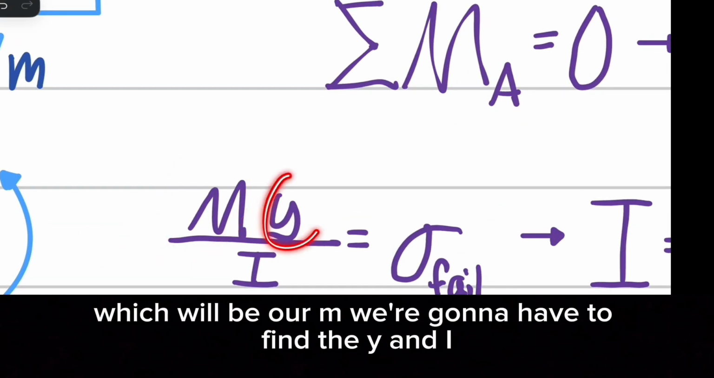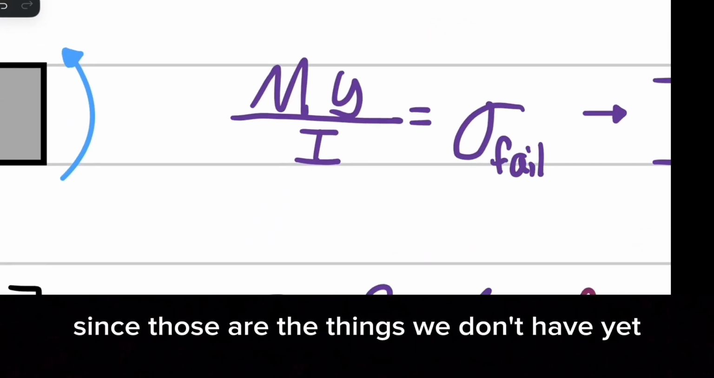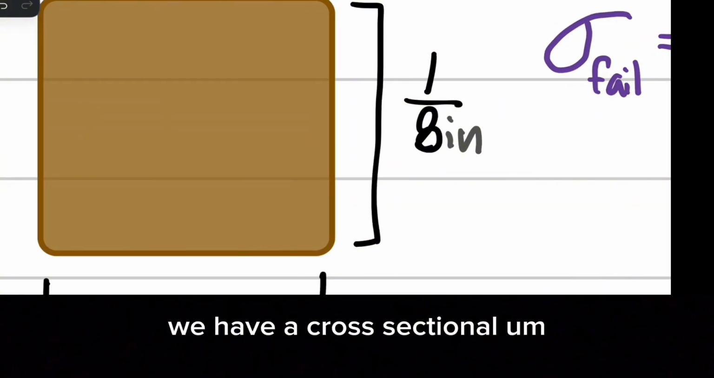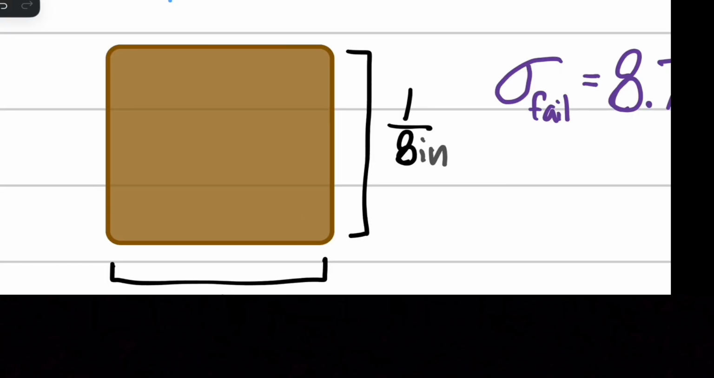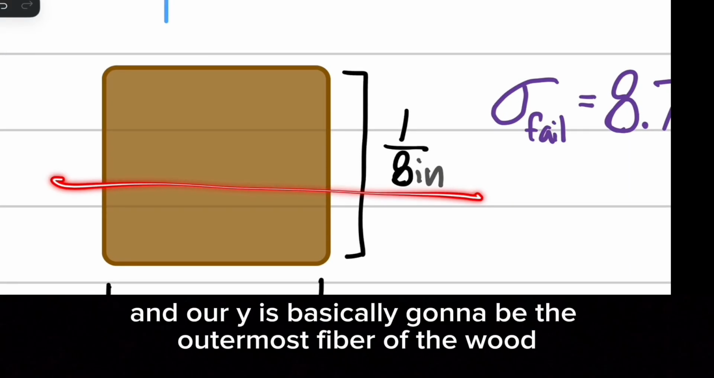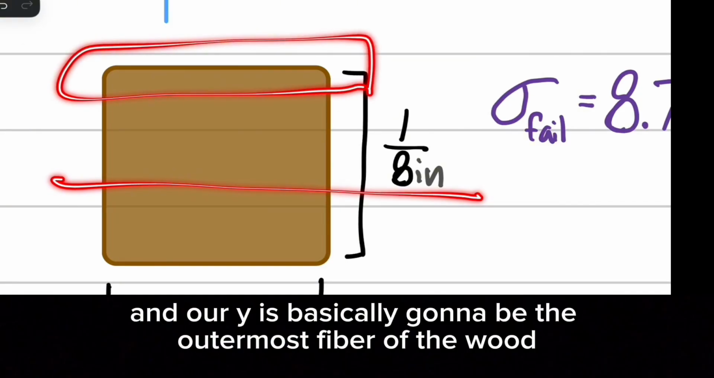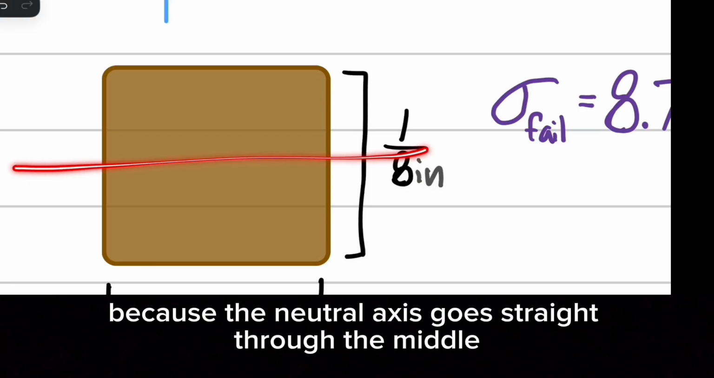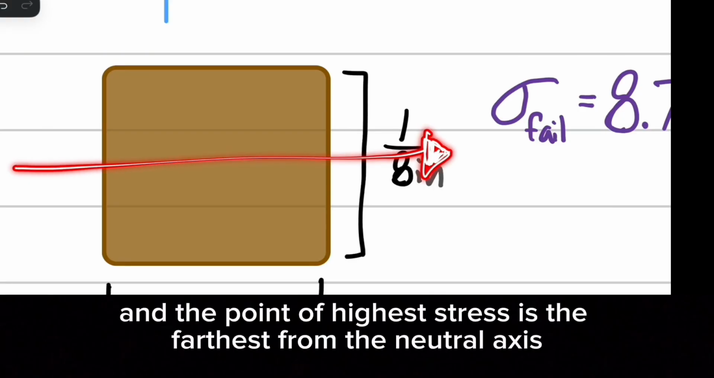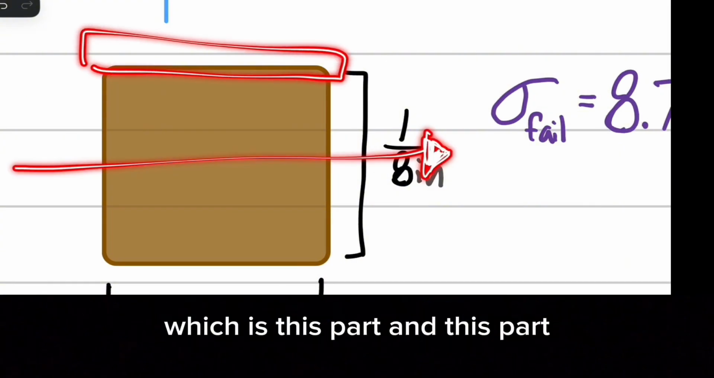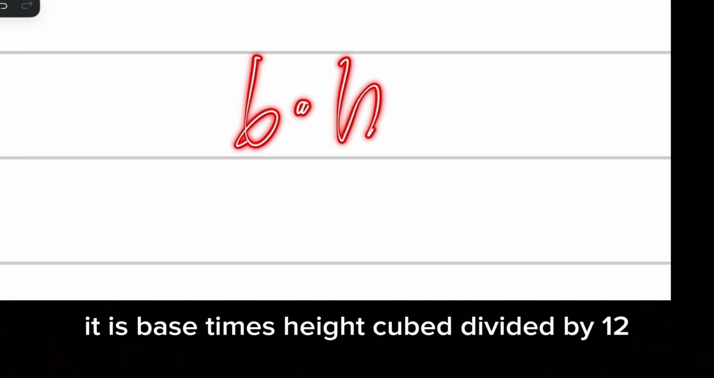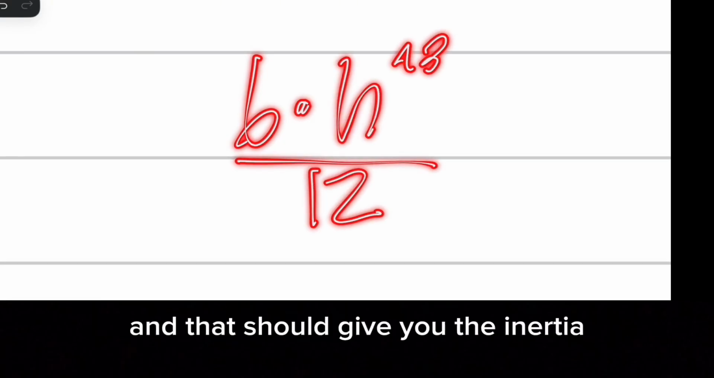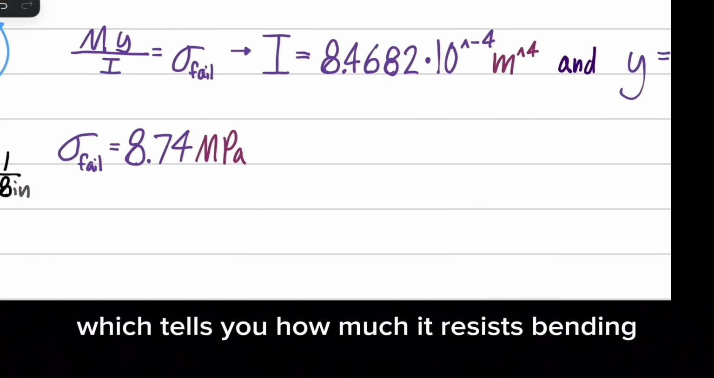We're going to have to find the y and I, since those are the things we don't have yet. Since we sectioned it, we have a cross-sectional area of 1/8 of an inch by 1/8 of an inch. Our y is basically going to be the outermost fiber of the wood, because the neutral axis goes straight through the middle, and the point of highest stress is the farthest from the neutral axis, which is this part and this part. For the inertia, for a rectangle, it is base times height cubed divided by 12, and that should give you the inertia, which tells you how much it resists bending.